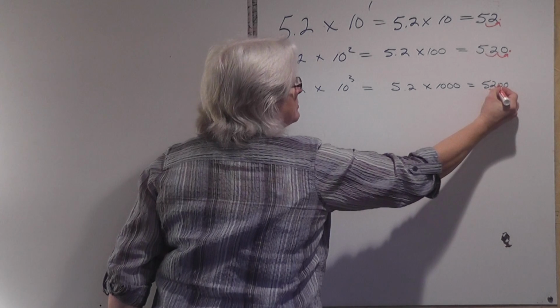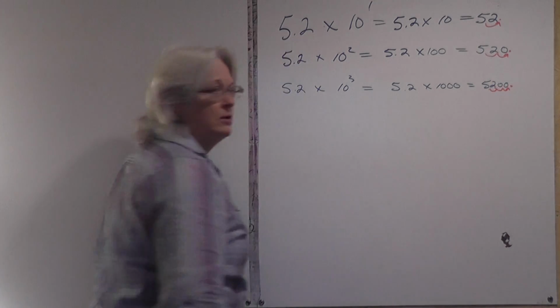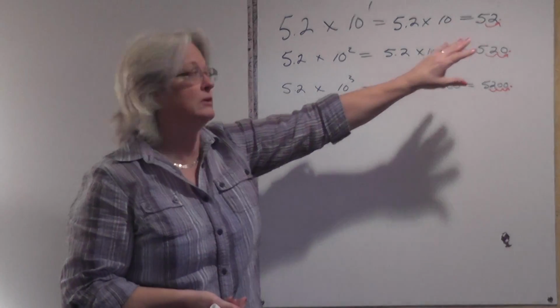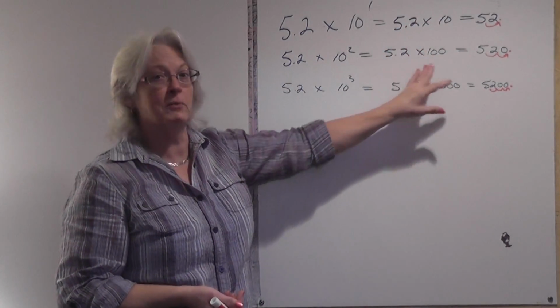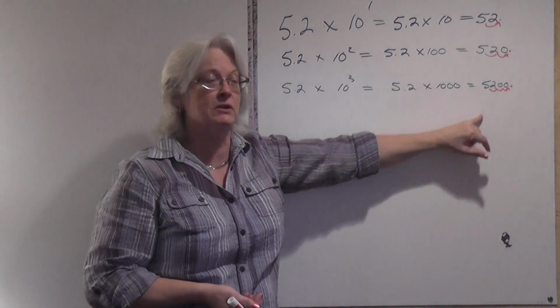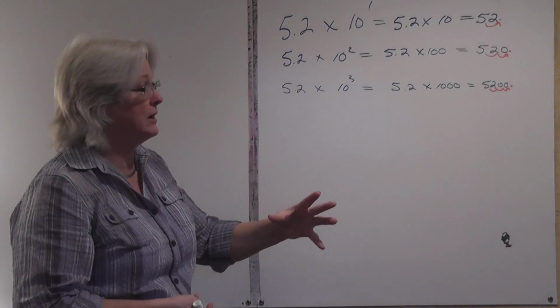5.2 times 1,000. We're moving our decimal point 1, 2, 3 units to the right is what we've done, because it's true. 5.2 times 10 is 52. 5.2 times 100 is 520. 5.2 times 1,000 is 5,200.